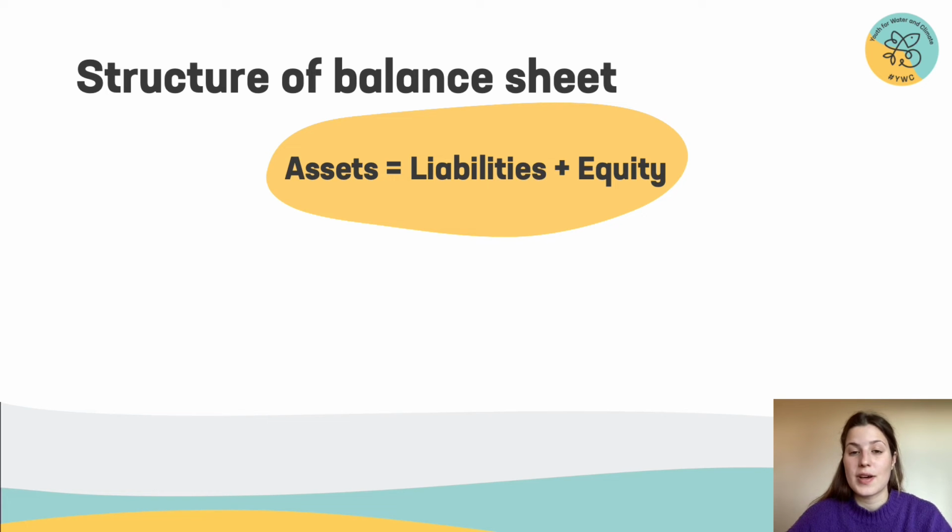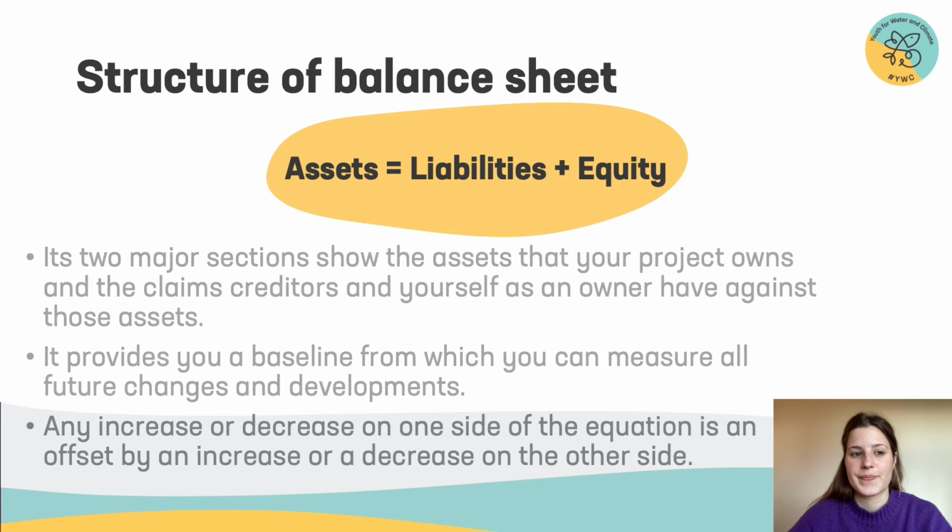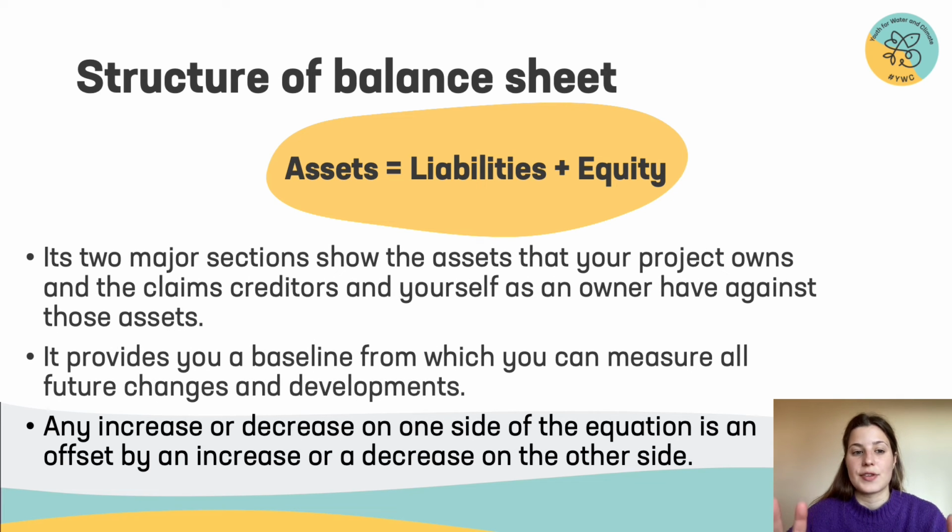If you don't know what these words mean, don't worry, we will go into more detail in just a few seconds. So think of it as having two sections that show the assets that your project owns and the claims creditors and yourself as an owner have against those assets. The balance sheet provides you with a baseline from which you can measure all future changes and developments. Any increase or decrease on one side of the equation is offset by an increase or decrease on the other side.